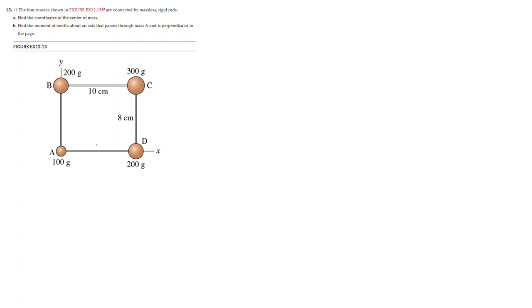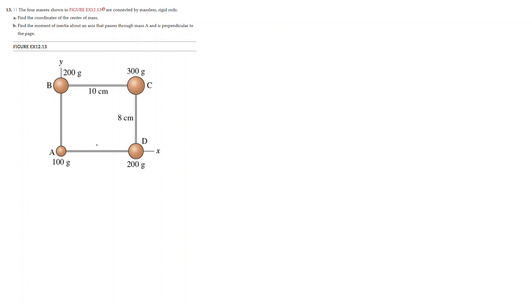Hi students, let us solve the following exercise about center of mass and moment of inertia. In this case, they say that the four masses are connected by a massless rigid rod, and then they ask you to find the coordinates of the center of mass, and they ask you to find the moment of inertia about an axis that passes through mass 8 and is perpendicular to the page.